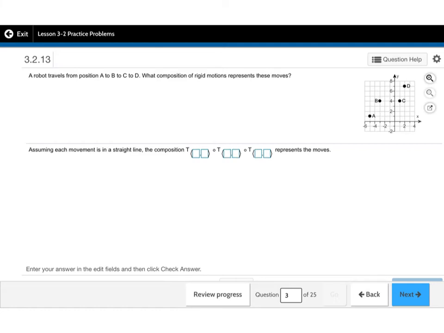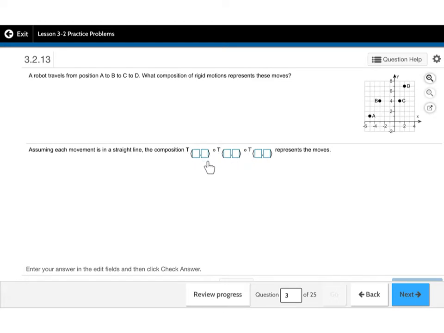Okay, so let's take a look at question 3 from section 3-2 first. It says a robot travels from position A to position B to C to D, and then we have to figure out what composition of rigid motions represents these moves. And so we're filling in basically these 6 boxes down here, which are showing that we're doing a composition of 3 translations. Remember, these capital T's stand for a translation.